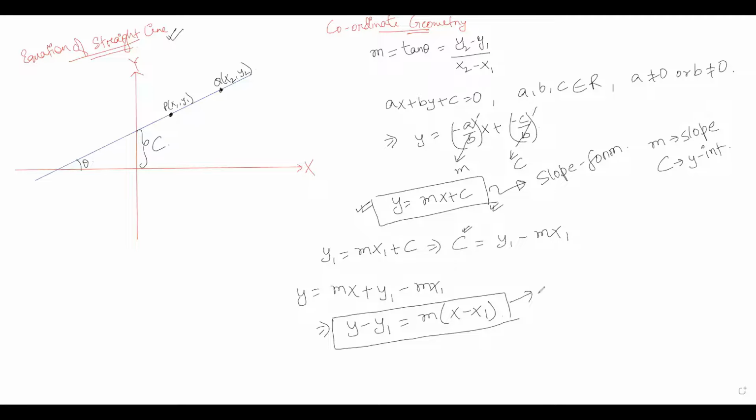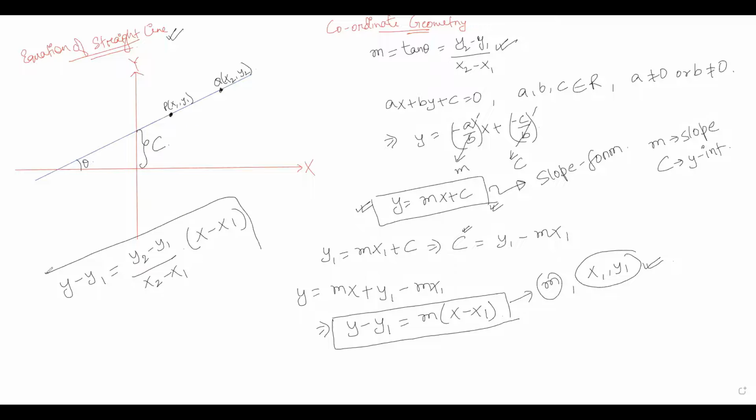So, this is the equation of the straight line having a slope m and passing through a point x1, y1. Also, if this line is passing through 2 points, then the slope would be given by y2 minus y1 upon x2 minus x1. So this equation can be written as y minus y1 equal to y2 minus y1 upon x2 minus x1 times of x minus x1. So if we have 2 points, then using this, we can directly write the equation of the straight line.